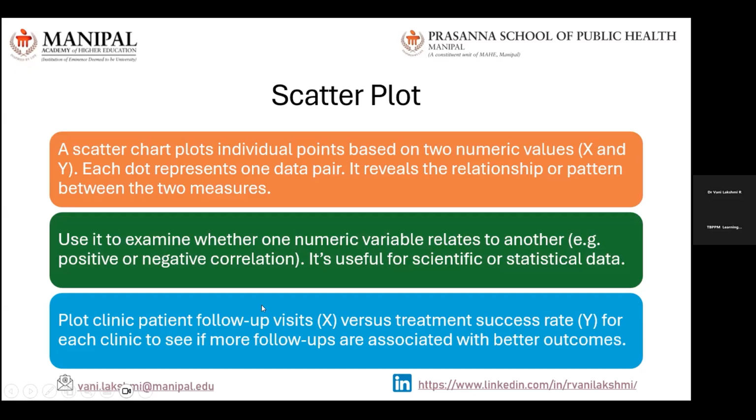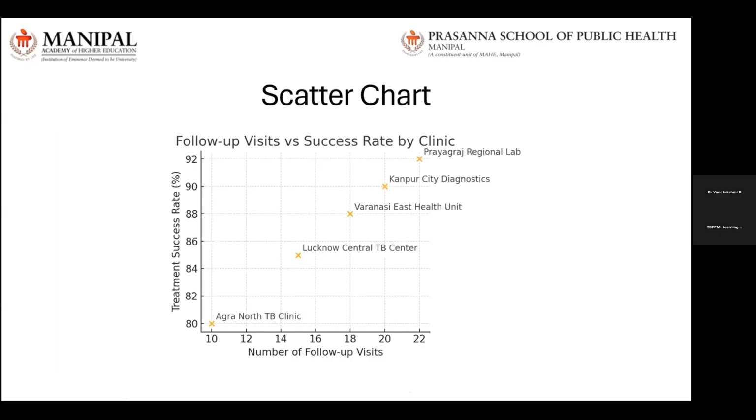So here both are numbers. It's not something like gender, male, female. It's actually numbers, counts. So if you want to see whether there is any relationship between number of follow-up visits versus overall treatment success rate, you have to plot the scatter plots.